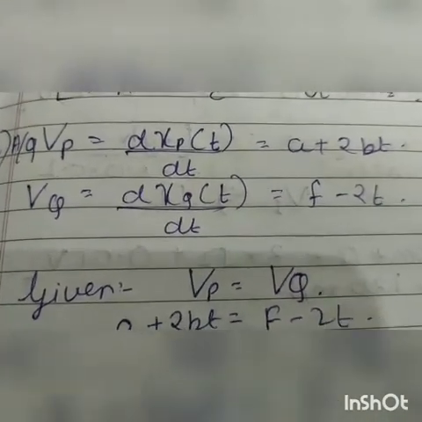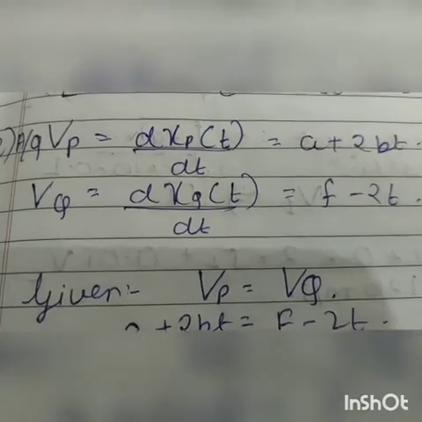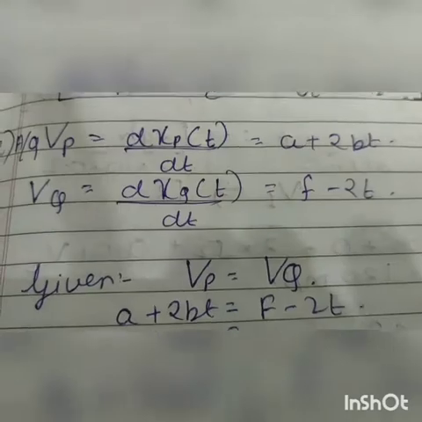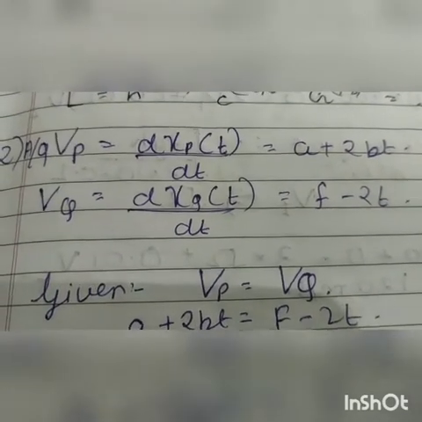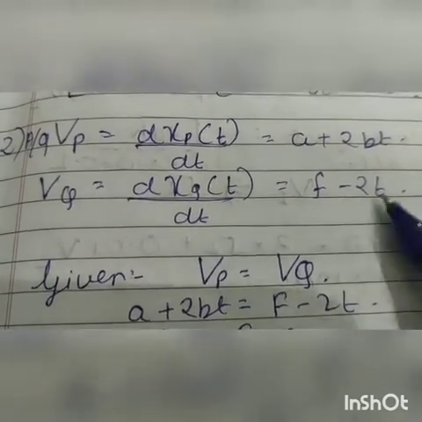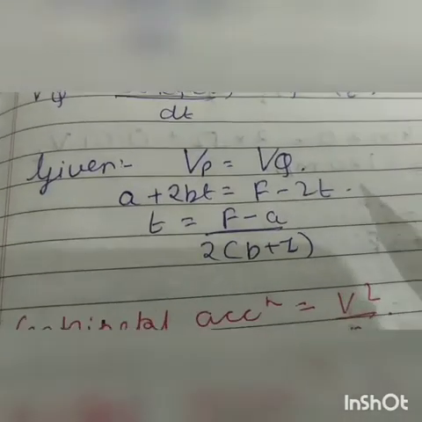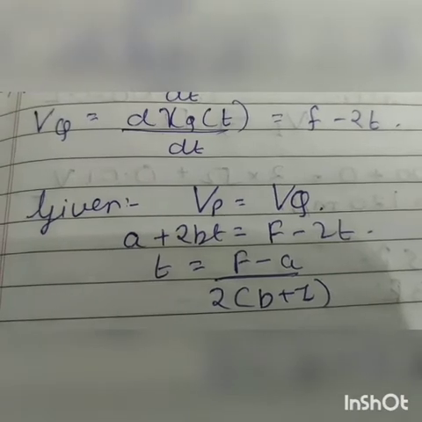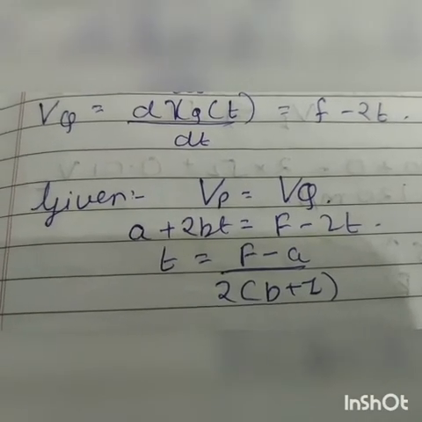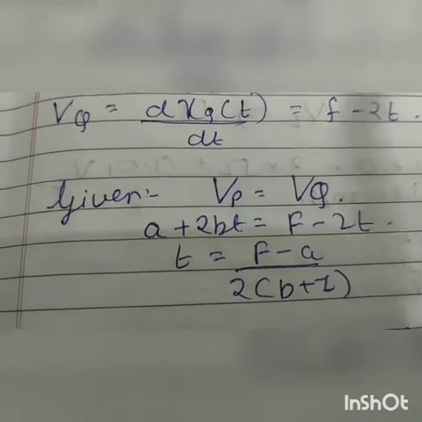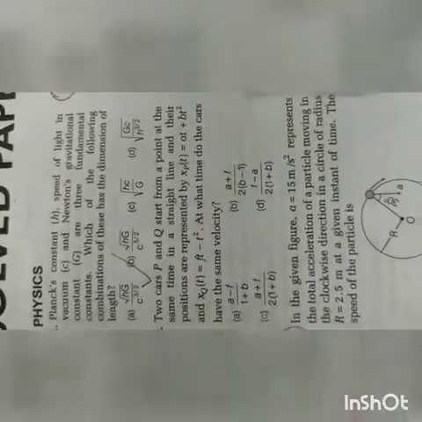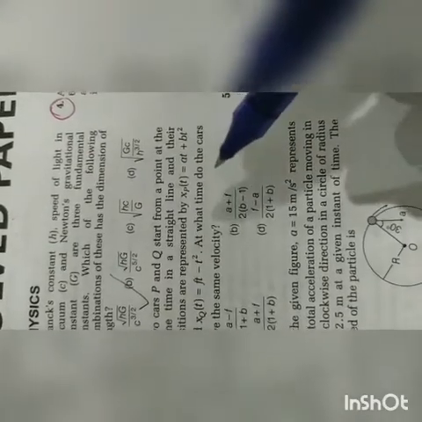So we will just differentiate it. If we differentiate a t plus b t square, we will get a plus 2bt, and ft minus t square, we will get f minus 2t. It is given in the question that vp is equal to vq. So we'll just put the values and we get t is equal to f minus a by 2 times b plus 1. So our correct option is this.